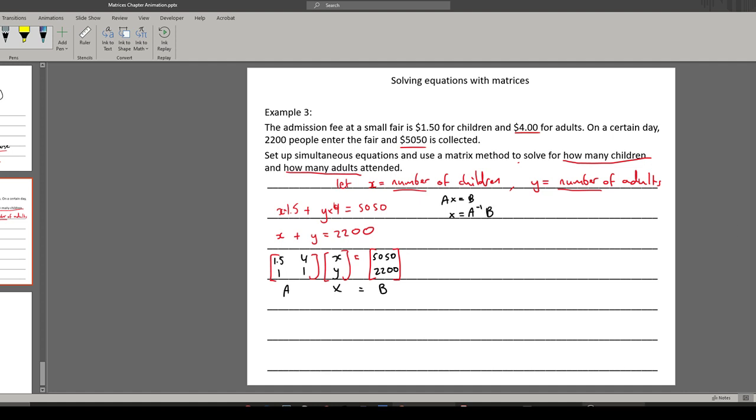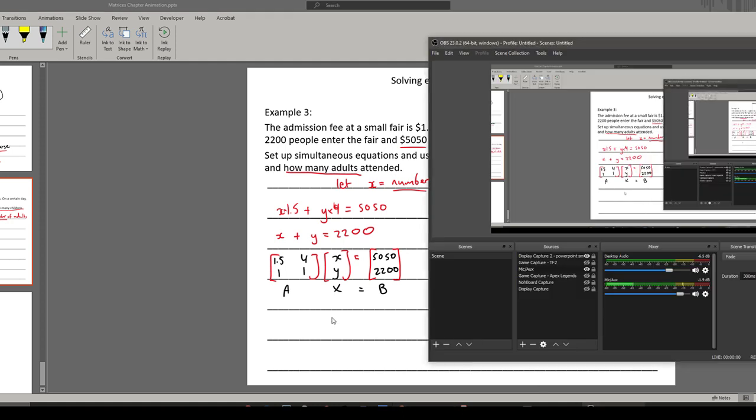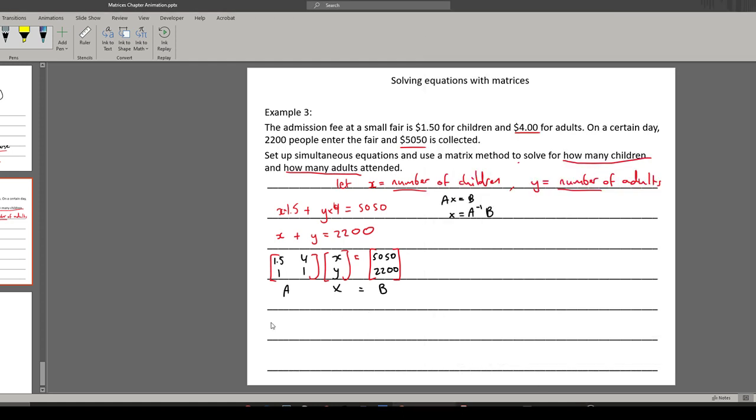And I'm going to check I'm still recording. Yes, lovely. Okay, so we need the inverse of A. So first we need the determinant. That is equal to the main diagonal subtract the other diagonal. So 1 times 4 minus 1 times 2.5 gives negative 2.5.